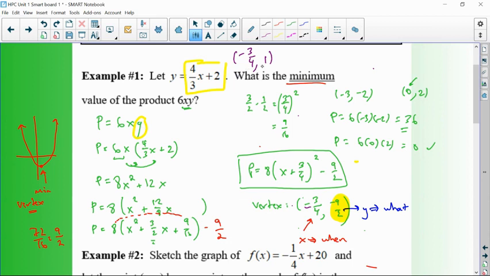If I multiply those two values together, I get negative 3/4, and then I take it times 6. So my product would be 6 times negative 3/4 times 1, which is negative 18/4, which is negative 9/2. And I already knew that because I created a function that was based on that y value, so that's exactly what happened.